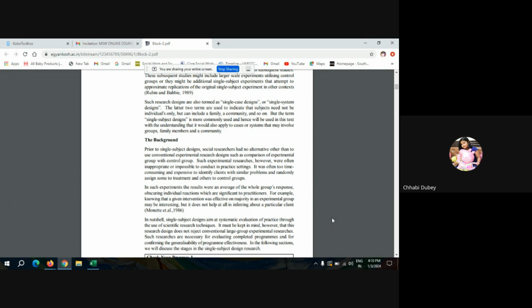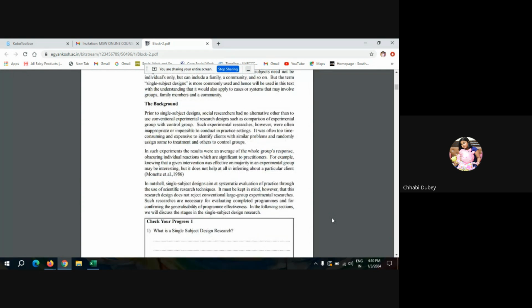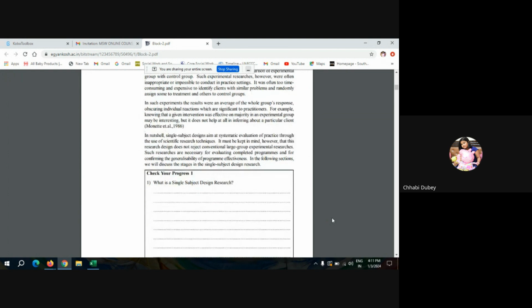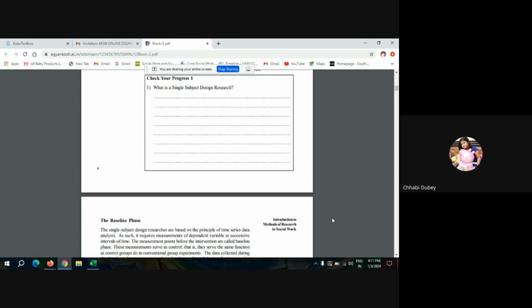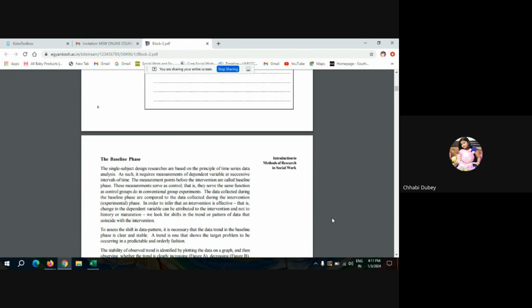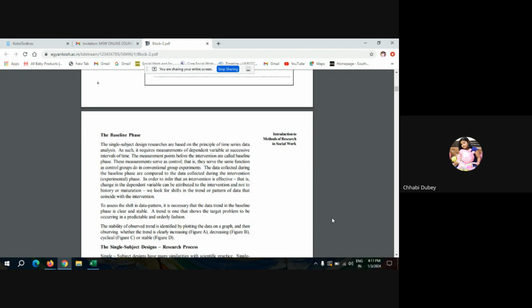So again, these studies take a lot of time to do, and they also become quite expensive, and it becomes very difficult to identify clients with similar problems and similar backgrounds. So this design may not be very useful for most of the studies that are now taking place in social work. But nevertheless, since it started with this kind of research design, this continued to be quite popular for quite some time.